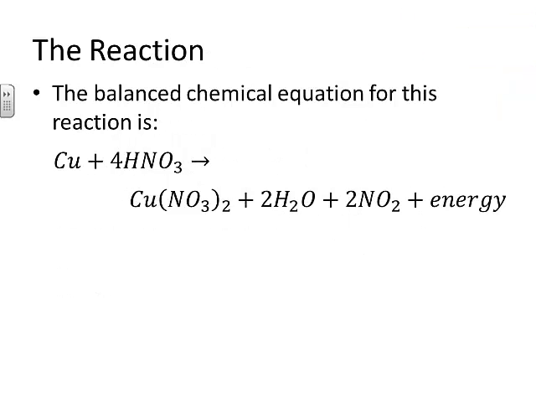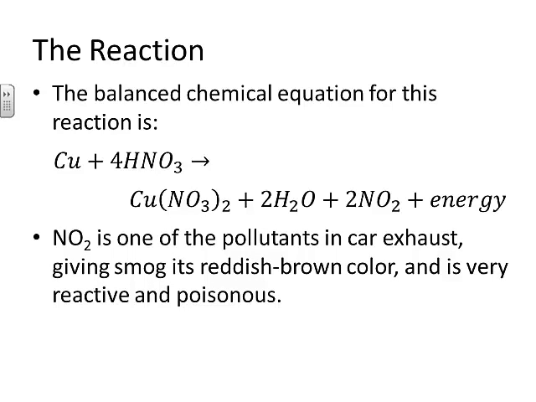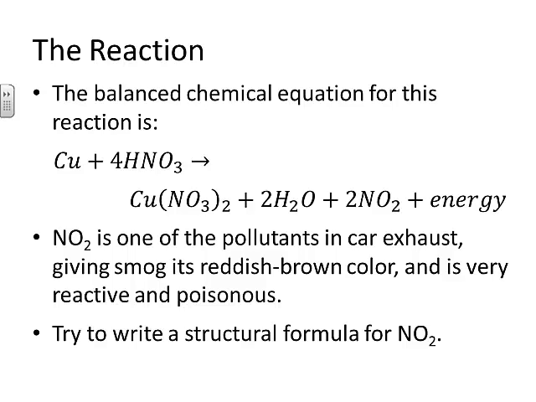The balanced chemical equation for the reaction we will be watching in class is shown here, and we can see that NO2 is one of the products produced in this reaction. And it's a pollutant that's also found in car exhaust. It gives smog its reddish-brown color, and it's very reactive and very poisonous. Try to write a structural formula for NO2, so pause the video and try it.